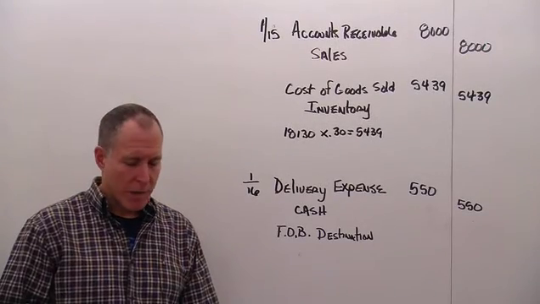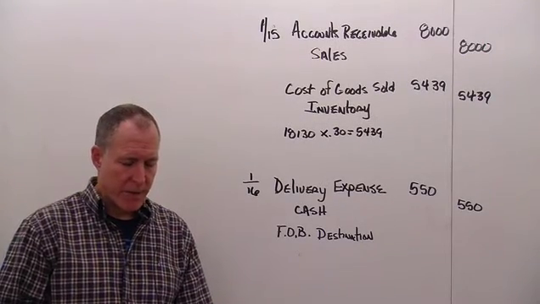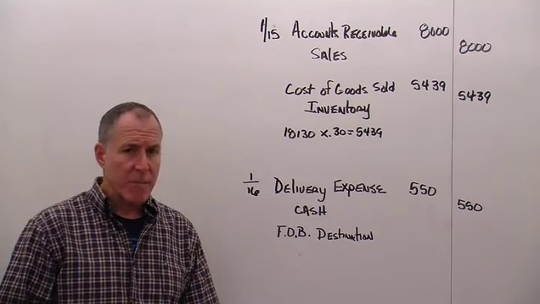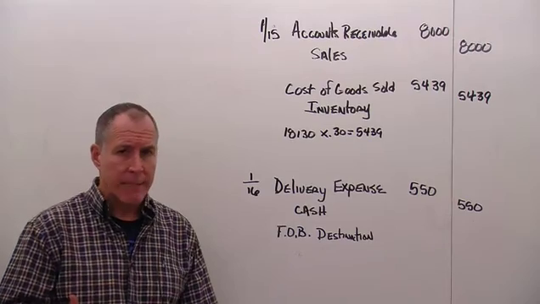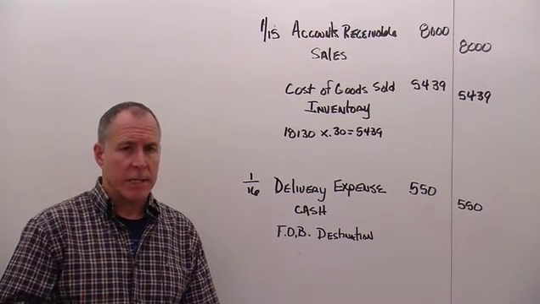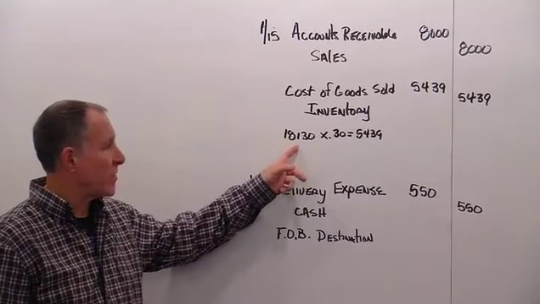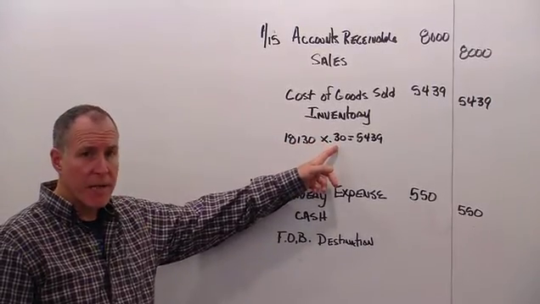Okay, we're back. We're going to start off and we're going to take a look at the 15th of January. And we're going to sell 30% of the inventory that we just bought. So if you take a look at the inventory we have, $18,130, we're going to sell 30% of that.